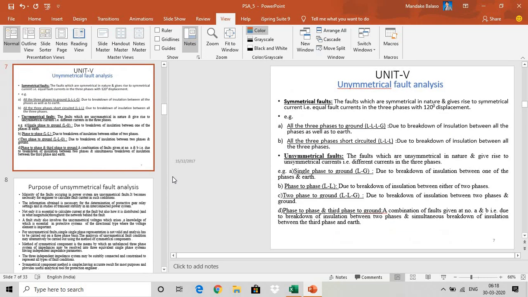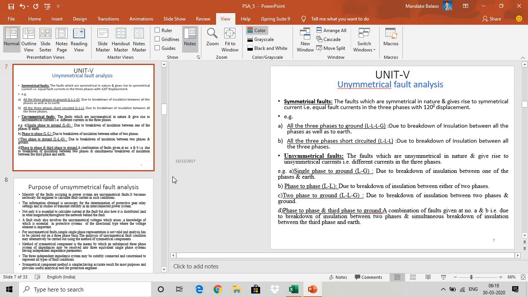So what is meant by the symmetrical fault? In case of the symmetrical fault, the phasor displacement of all the three phases are equal in magnitude. And if we want to define the symmetrical fault, the faults which are symmetrical in nature and give rise to symmetrical current, such as equal fault current in the three phases with 120-degree displacement, are called symmetrical faults.